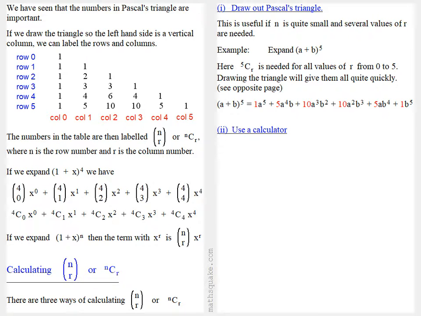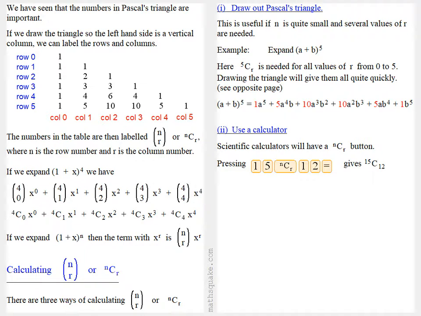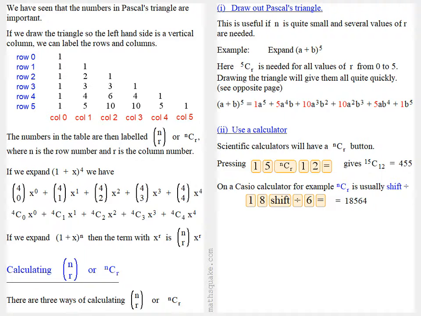An alternative method is to use a calculator. Now scientific calculators will have a button nCr. If we press 15 nCr 12 equals, this will give the value of 15C12, which in this case is 455. For example, on a Casio calculator, nCr is usually shift divide. So you would press 18 shift divide 6 equals to get 18,564, and that is the value of 18C6.